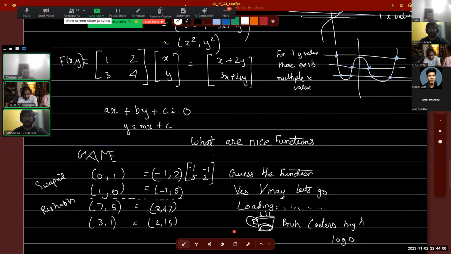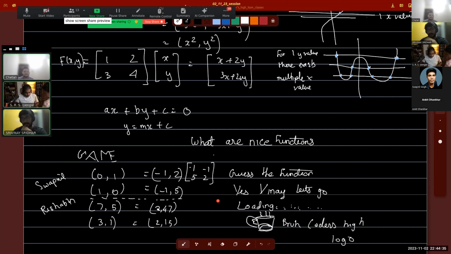Does everyone see that there are infinitely many functions that satisfy these two properties? If I have ax plus by plus c is equal to 0, I can have multiple functions that satisfy these two inputs to these two outputs. Yes? Or do you guys not agree with Vinay? I don't agree with him.